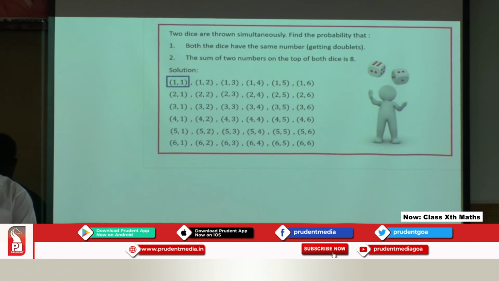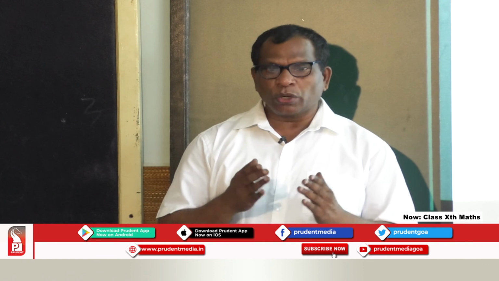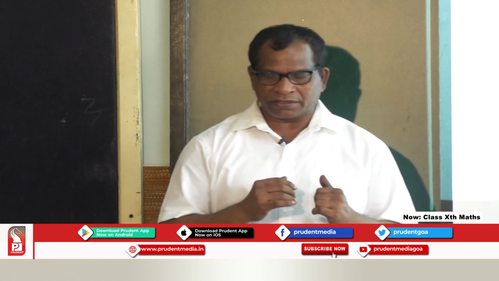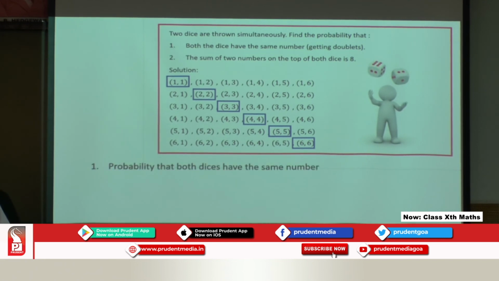Therefore, case 1, we want the probability that both the dice should have the same number, or getting doublets. And you can see 1, 1, 2, 2, 3, 3, 4, 4, 5, 5, and 6, 6. Then what will be the probability that both dice have the same number? The probability is going to be 6 out of 36. That will be 1 upon 6.